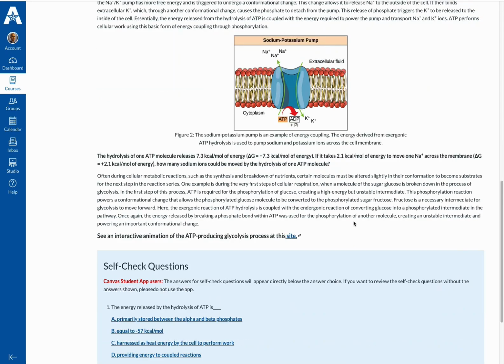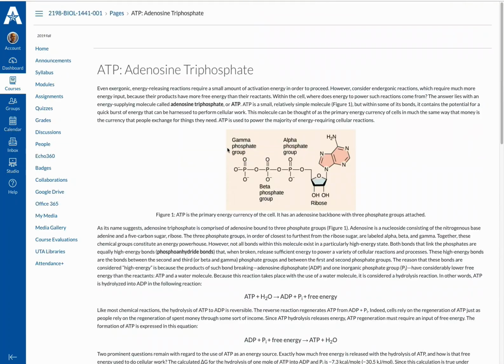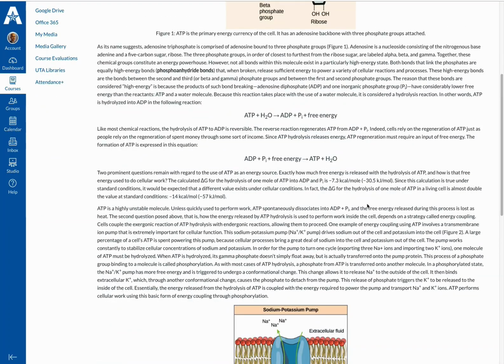I guess some key numbers to know. ATP releases 7.3 kilocalories per mole, and actually that is even greater within living cells. It's actually 14 kilocalories per mole energy released, or that's also 57 kilojoules per mole.